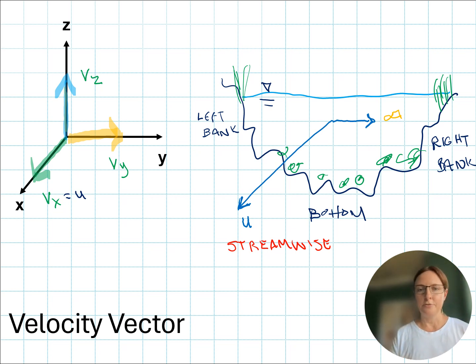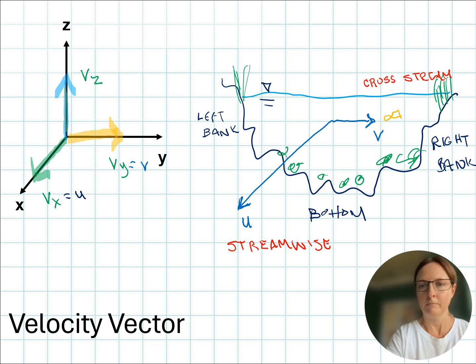Just like the streamwise component, we have a name for this. We have a variable name, which is little v. Don't confuse this with a big V. This is a little v. So our y component of velocity, little v. And just like the streamwise, we also have a name for little v, and that is the cross stream. So v sub y, little v, we call the cross stream velocity component because it is orthogonal to the stream flow. It's going across the stream.